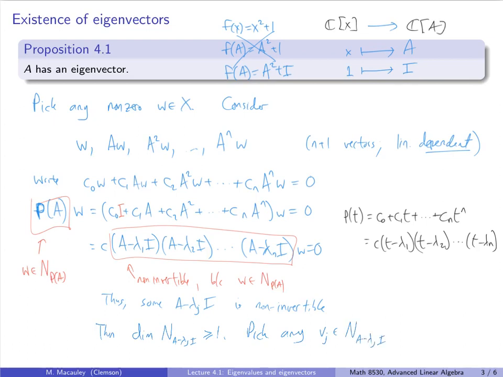Pick any non-zero vector, I should say non-zero, and notice that that means that A minus lambda_j I times v_j equals 0, which is equivalent to A v_j equals lambda_j v_j. So we have literally constructed an eigenvector for our linear map A.